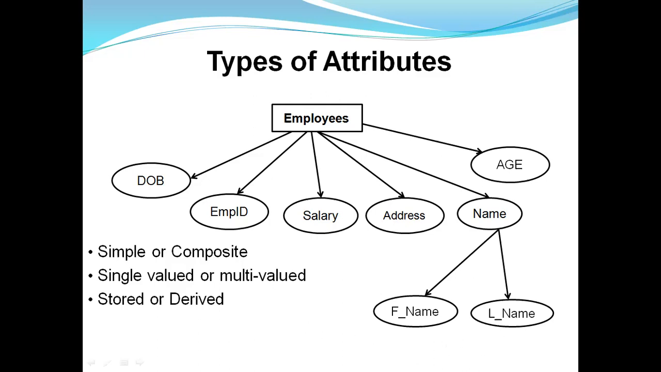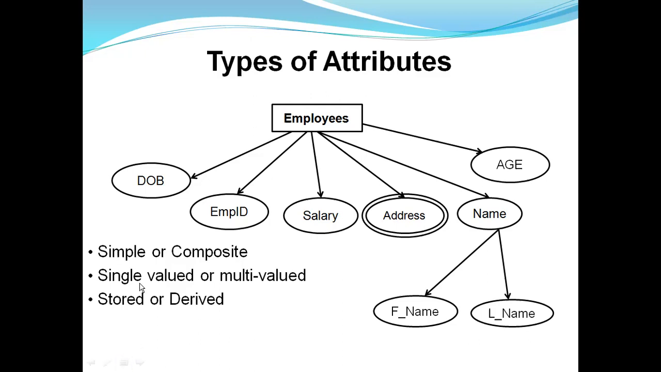Second is called a multi-value. When a single instance of a single attribute can have multiple values, it is called a multi-value. For example, phone number. One person can have multiple phone numbers, so that phone number will be the multi-value. Here we can say address. One person can have more than one address. One could be temporary, one could be permanent. And multi-valued attributes are shown with the help of a double ellipse.